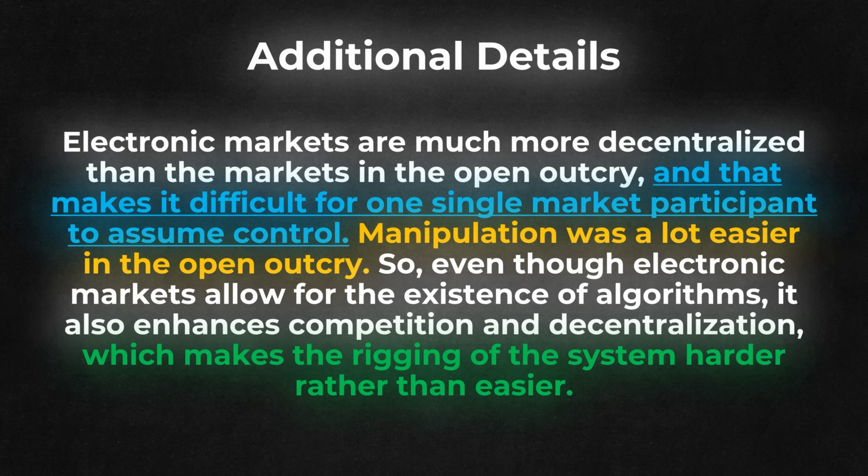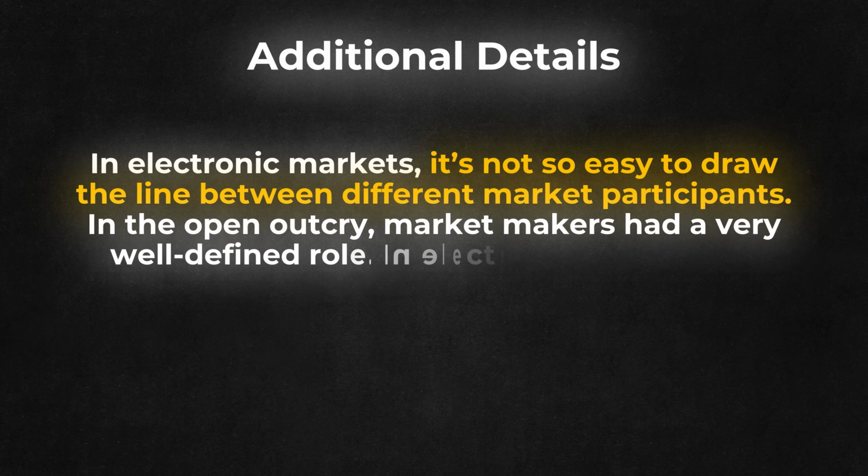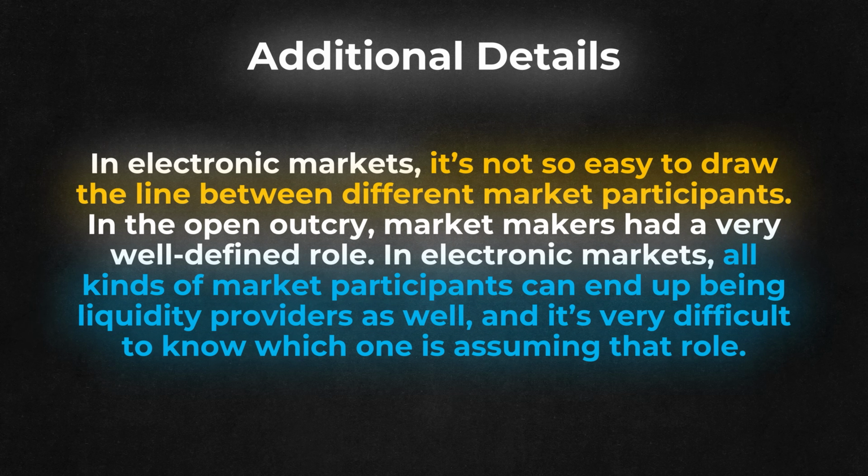A fourth thing is that in electronic markets, it's not so easy to draw the line between different market participants. In the open outcry, market makers had a very well-defined role. In electronic markets, all kinds of market participants can end up being liquidity providers as well. And it's very difficult, if not impossible, to know which one is assuming that role, especially if we're looking only at price charts.